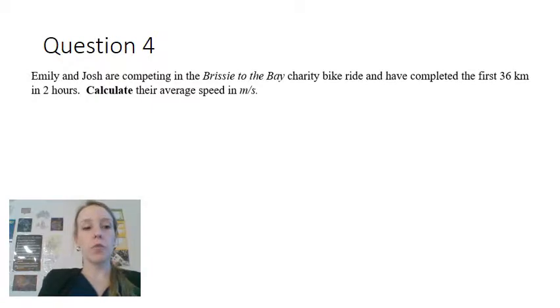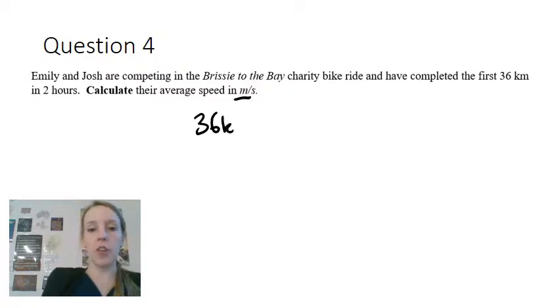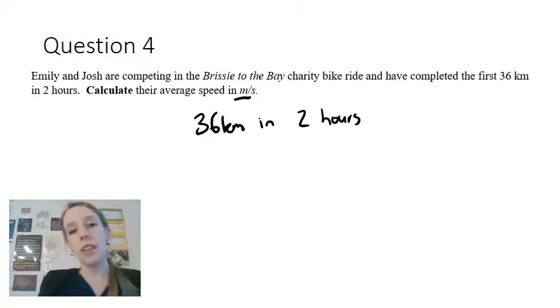Okay, so question 4. Emily and Josh are competing in the Brizzy to the Bay charity bike ride and have completed the first 36 kilometres in 2 hours. Calculate their average speed in meters per second. Well, straight away, meters per second, I know I'm dealing with rates. So I'm going to write down what I know from the question, which is they did 36 kilometres in 2 hours. Okay, but I don't want it in hours or kilometres, I want it in meters per second. Again, the order that I'm doing these steps isn't always important for all the steps. You might have done it slightly differently, but as long as you've got the same answer, that's okay.